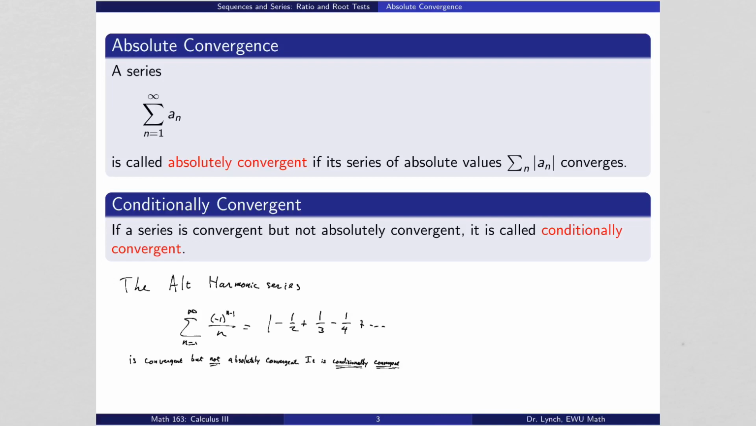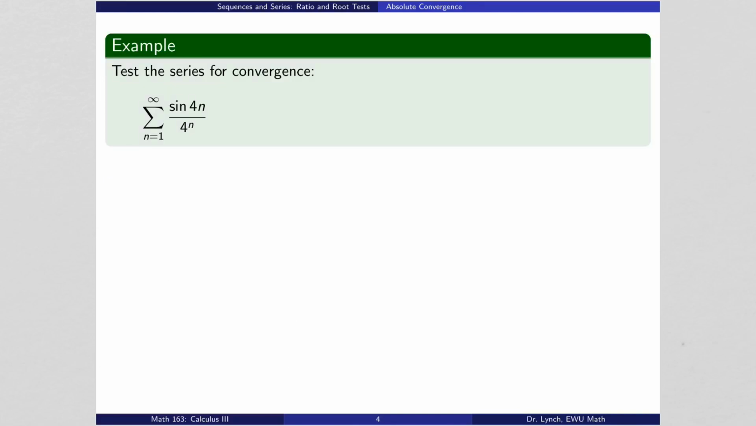Now, this idea of absolute convergence can be used on other series too. It often ends up being a convenient way to test a series for convergence, a series that has positive and negative terms but is not alternating. So this series is an example of a series with positive and negative terms that's not an alternating series. So in order to test this for convergence, we'll first have a look at the series of absolute values.